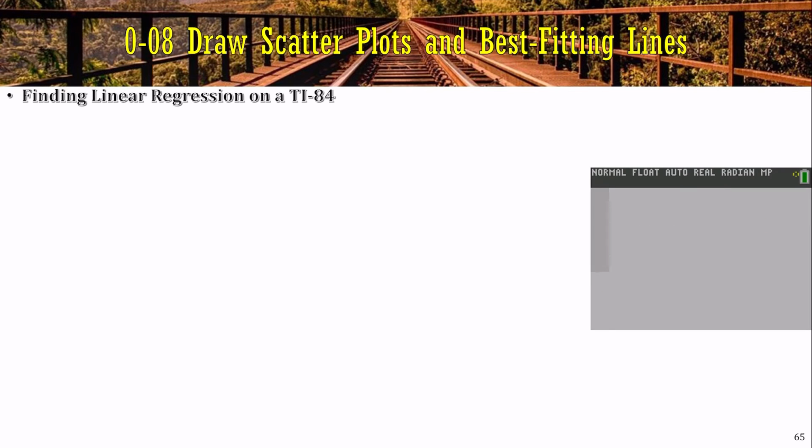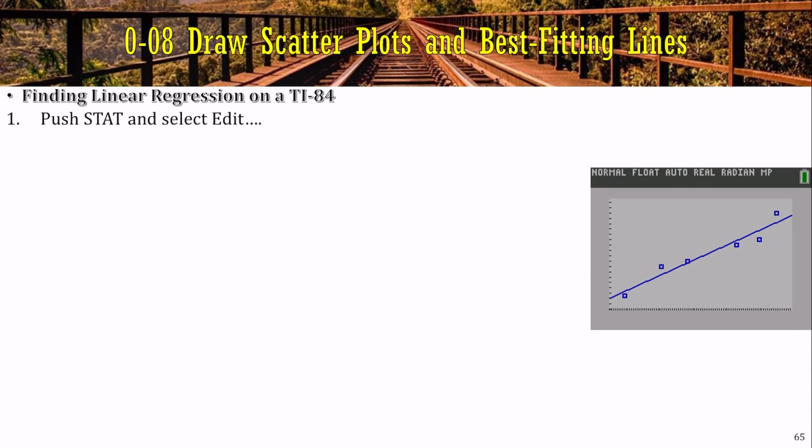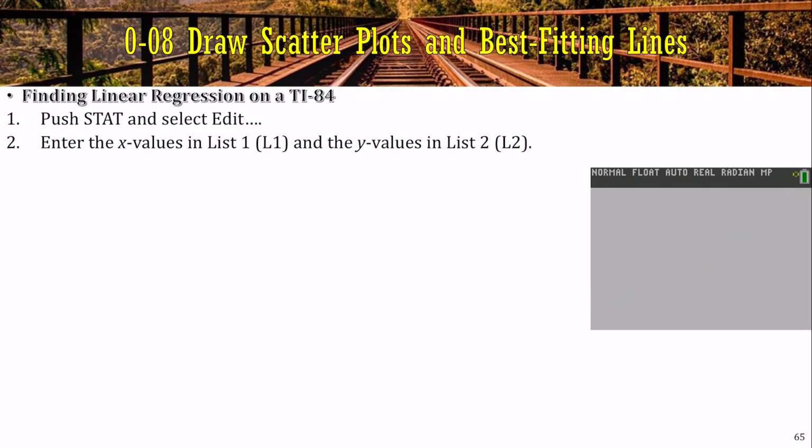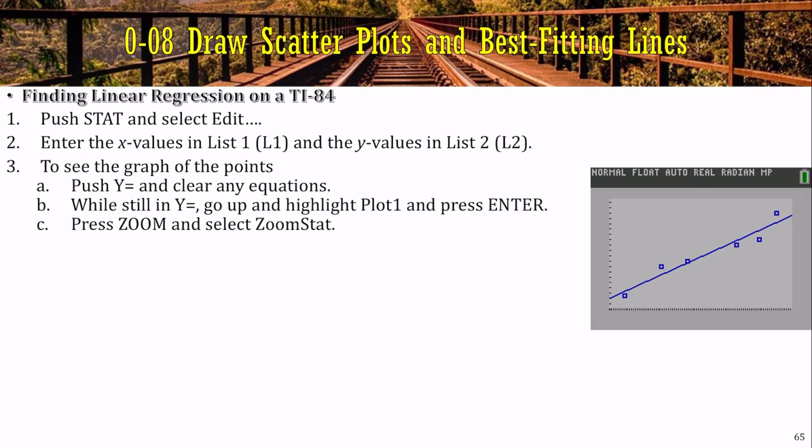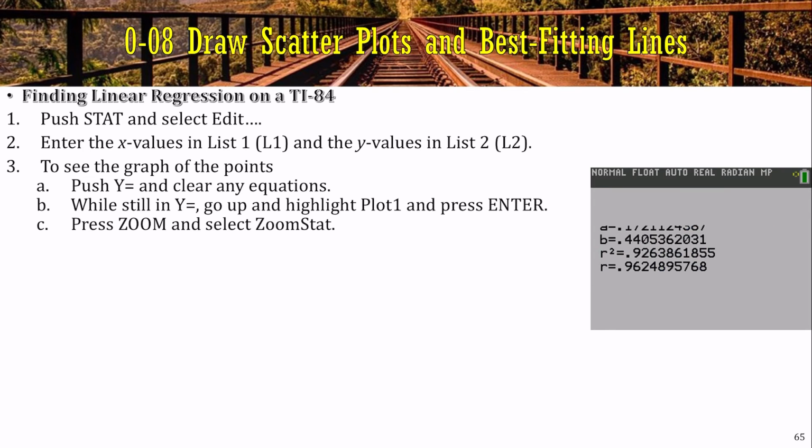If you have a TI-84, here's how you could do that. Push your stat button, select edit. Enter the x values in list 1 and the y values in list 2. And then that'll give you the points. To see the graph of the points, push the Y equals button. Clear any equations. And while you're still in the Y equals, go up and highlight plot 1. It's at the very top.